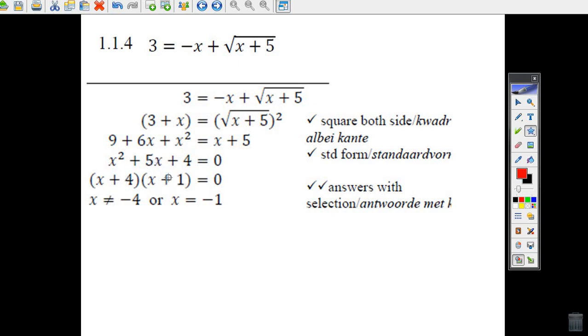Then they factor this. 4 times 1 is 4. 4x plus 1x is a 5x. So x equals minus 4 or x equals minus 1. But you've got to check your answers. And minus 4 doesn't make this true, but minus 1 does make it true. So they say you don't have to do it in a substitution. You just have to show that x cannot equal minus 4. That shows that you checked the answer, and x equals minus 1 is the answer that works. Okay.